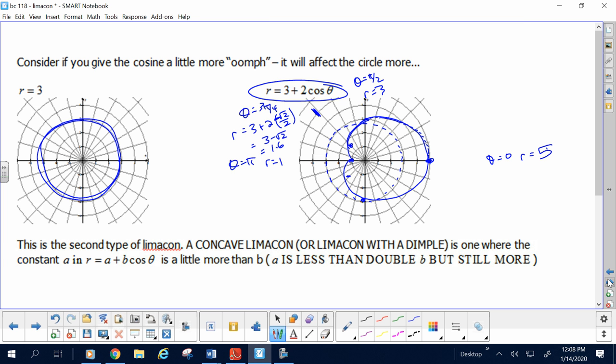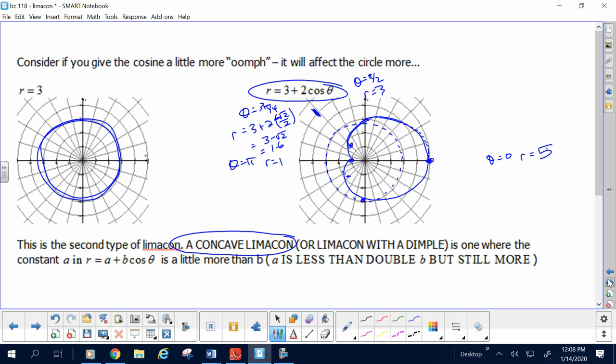Now, when there's a little less of a difference between these two numbers, then you get a more extreme effect on the circle, and you get a limacon that is concave. It's got a cave to it. Concavity means that if you drew 2 points in the figure and drew a segment that leaves the figure, it's concave, not convex. So you have a concave limacon.